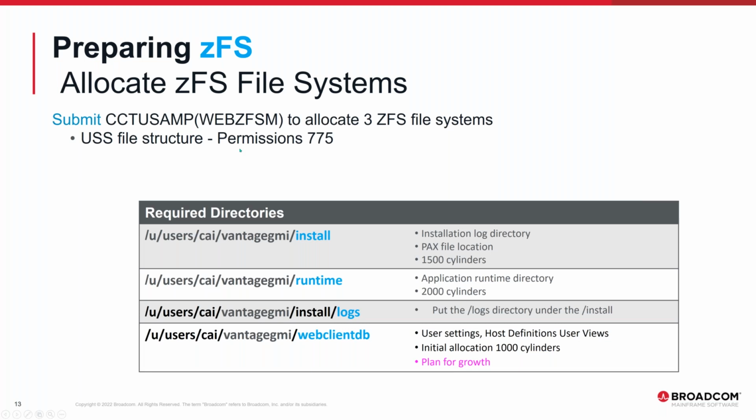And then lastly, we just need to prepare the ZFS file systems. So we give you a job in your CCTU sample library called Web ZFS M to allocate the 3 ZFS file systems. It is a USS file structure, and all 3 of the file systems need to be 775. So 7 means you have read, write, and execute access. The 5 means just read and execute access.